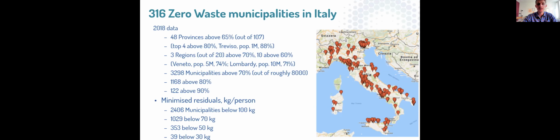So in Italy, over 1,000 municipalities are separately collecting 80% and above of the total municipal waste that's generated. So less than 20% is directly being sent for landfill or incineration, and over 100 are actually at 90%. And this is done, as I mentioned, by following the framework that I outlined earlier.